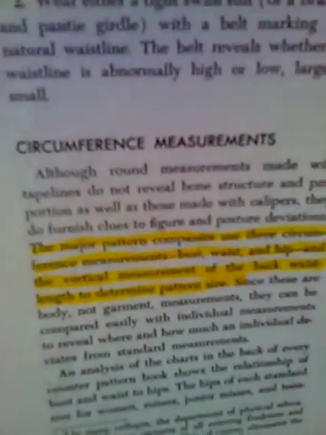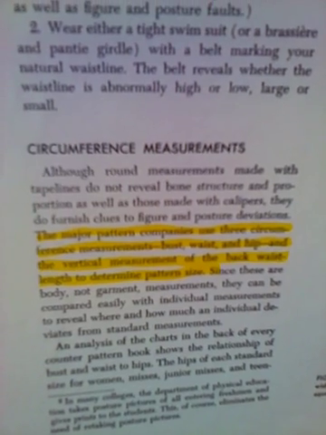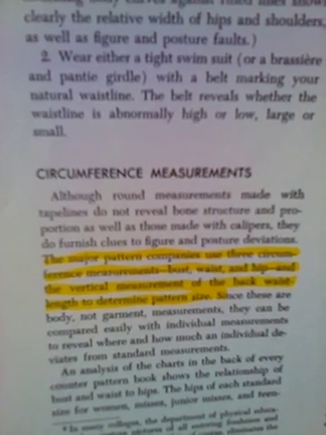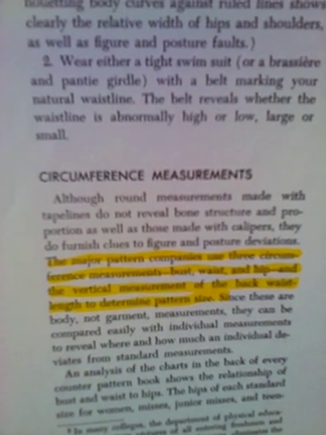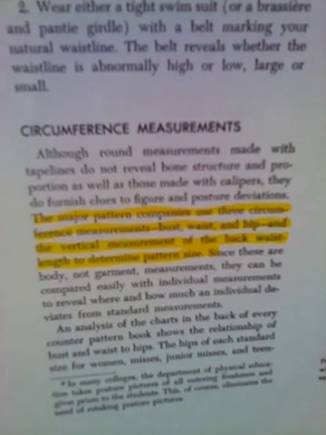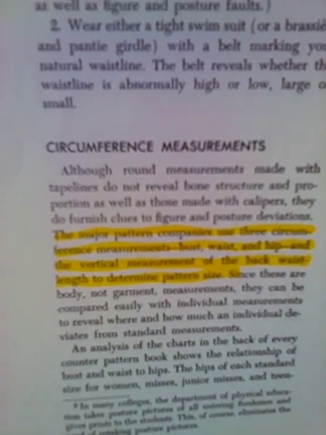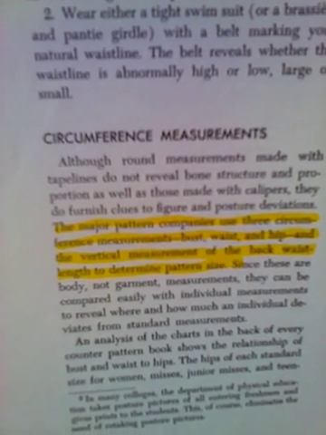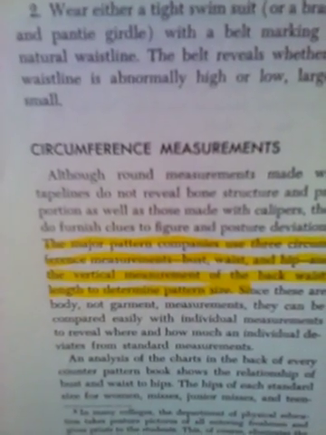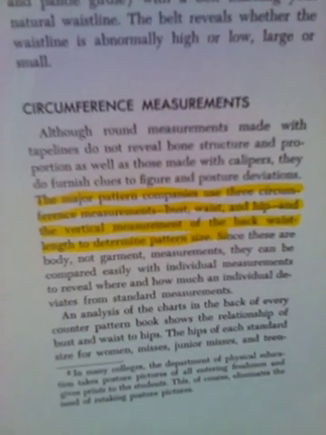Circumference measurements. Although round measurements made with tape lines do not reveal bone structure and proportion as well as those made with calipers, they do furnish clues to figure and posture deviations. The major pattern companies use 3 circumference measurements: bust, waist, and hip, and the vertical measurement of the back waist length to determine pattern size.